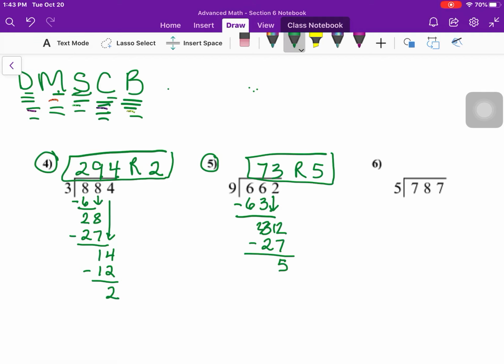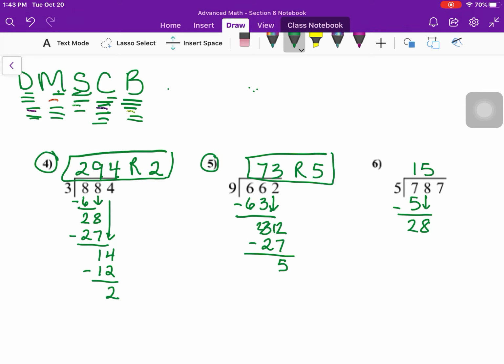That's our division. 1 time. We multiply. 1 times 5 is 5. We subtract 7 minus 5 to get 2. We check to see if 2 is smaller than 5, and it is. We bring down our 8. And then we repeat the process. So we say, how many times does 5 go into 28?